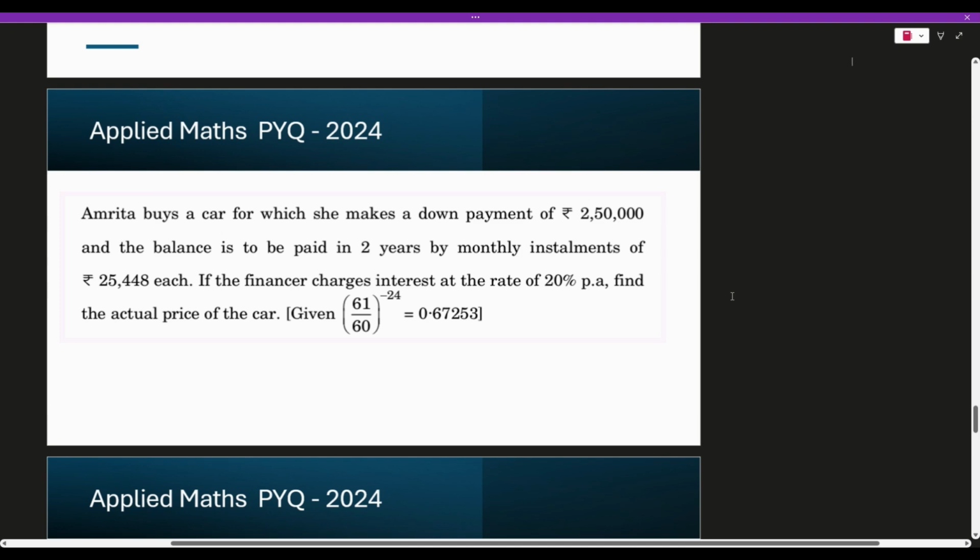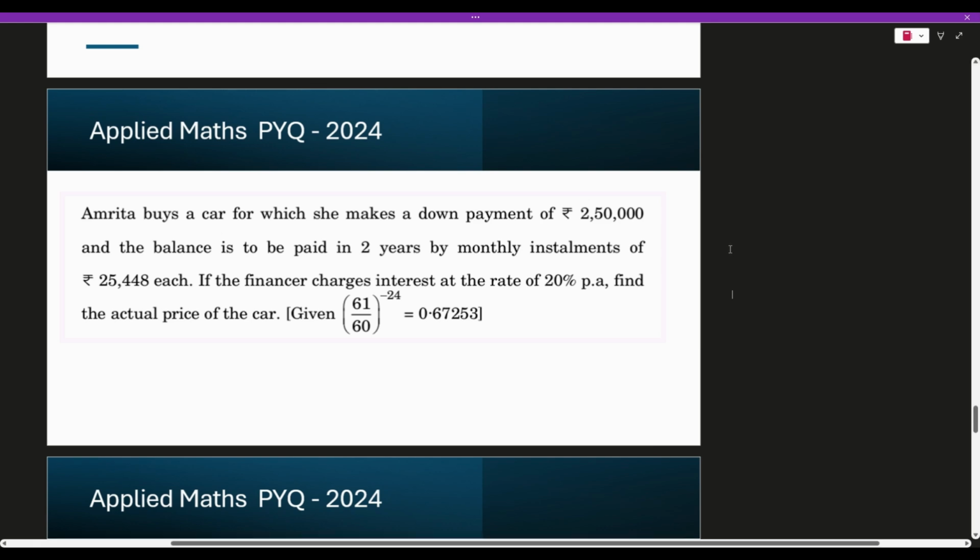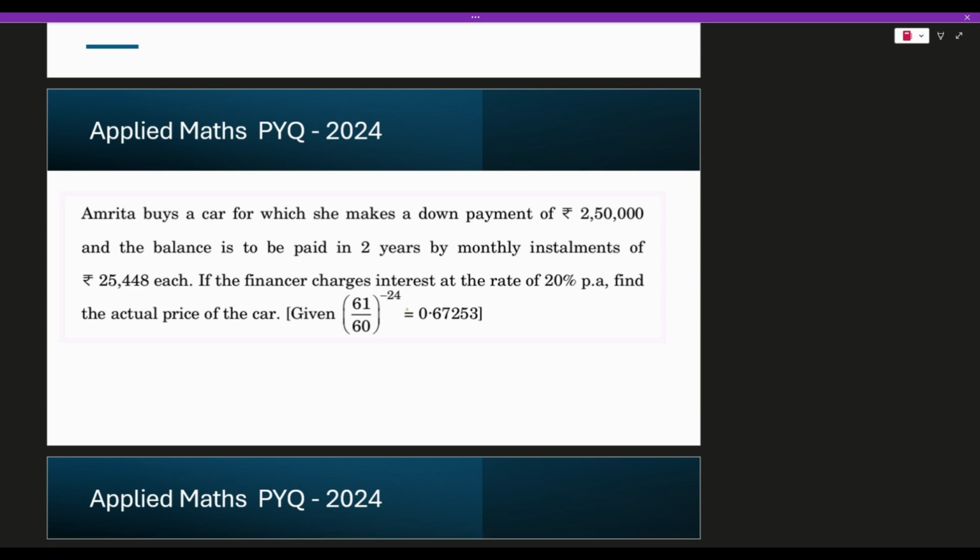So let me show you this calculation here. She buys a car for which she makes a down payment of 2,50,000. Balance is to be paid in 2 years by monthly installment of 25,448. Financier charges interest at the rate of 20% per annum. Find the actual price of the car. And this is given: (61/60) to the power minus 24 is equal to this thing.